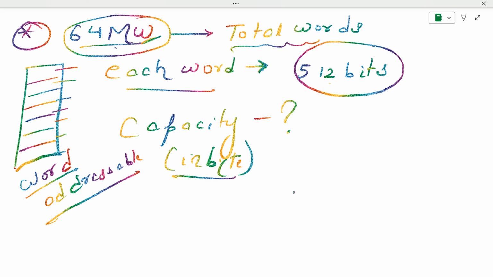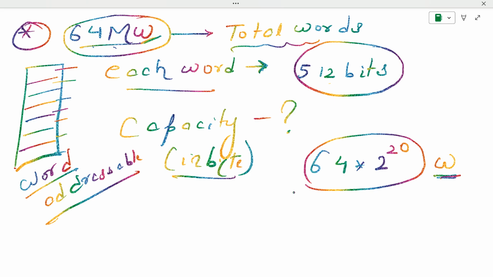So the total number of words that we can store in this memory is 64 mega words. That is 64 into 2 raised to the power 20, right? So this many words we can store in this memory. And we are saying that each word has a size of 512 bits.